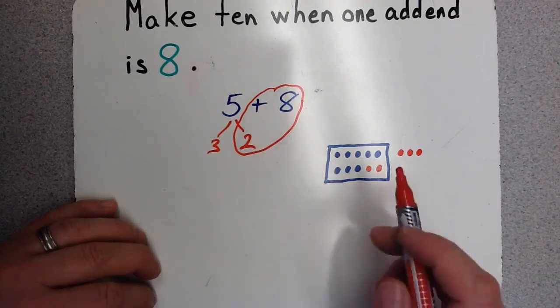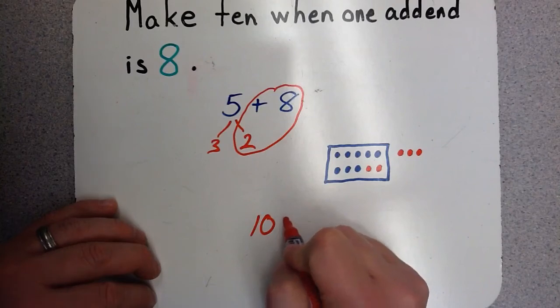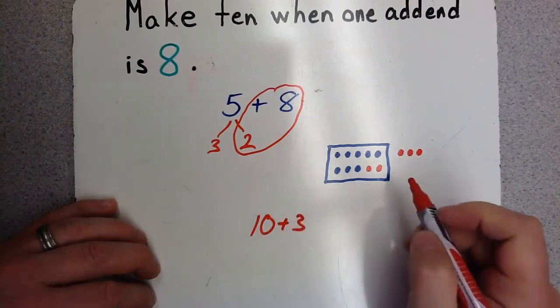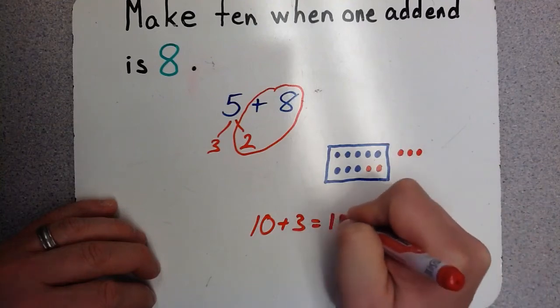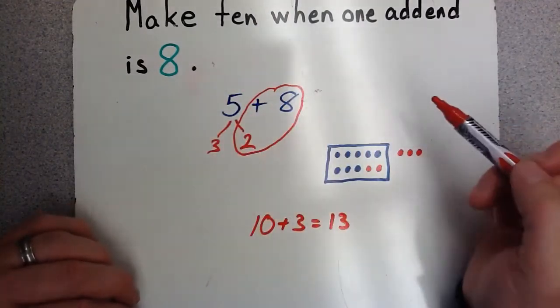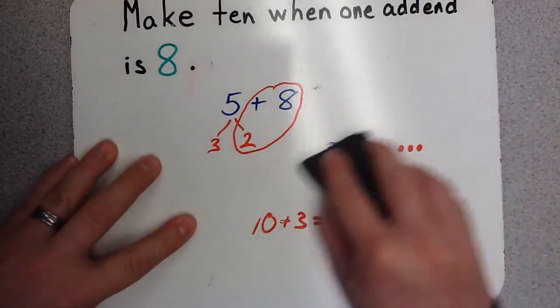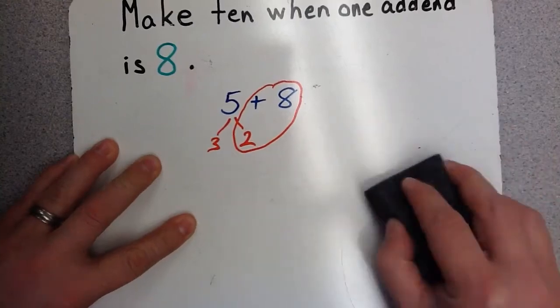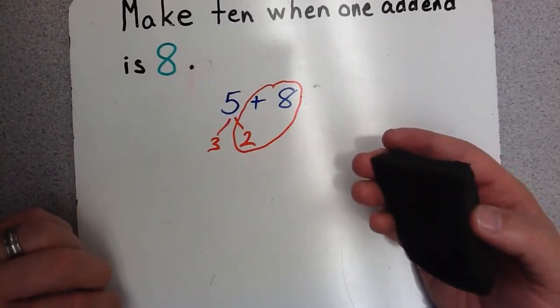So 8 plus 2 is 10, plus the 3 that are outside the 10 frame, 10 and 3 is 13. And so this is how you can use the make 10 strategy when one addend is 8. Now sometimes I get the question, well, don't we just want our students to know that 5 plus 8 is 13? Well, that is true.